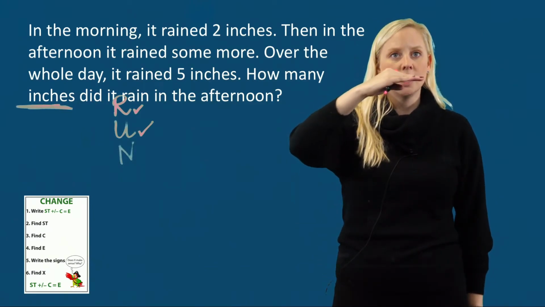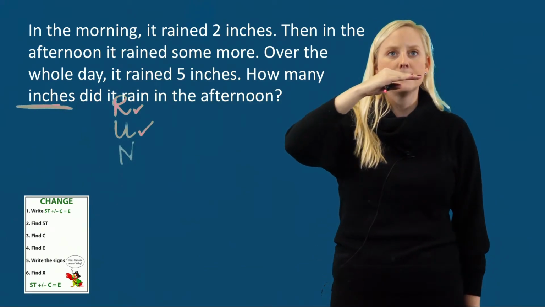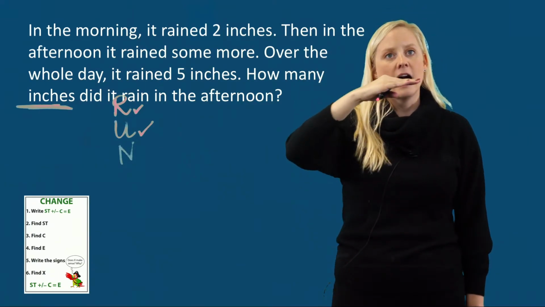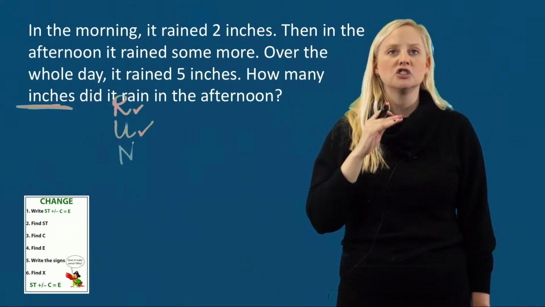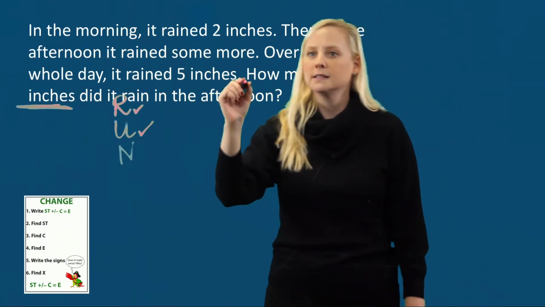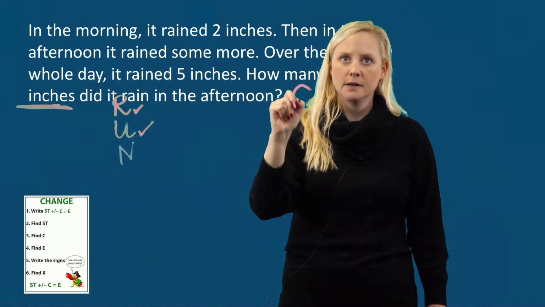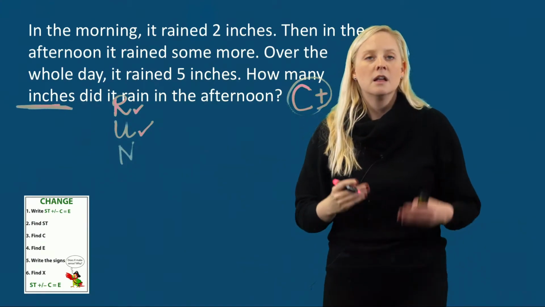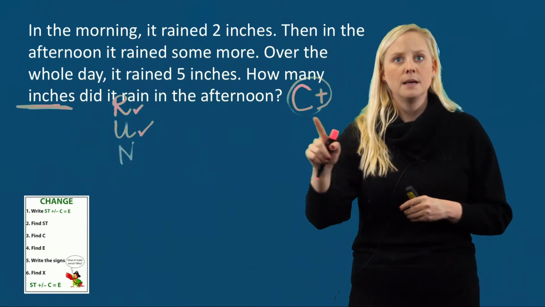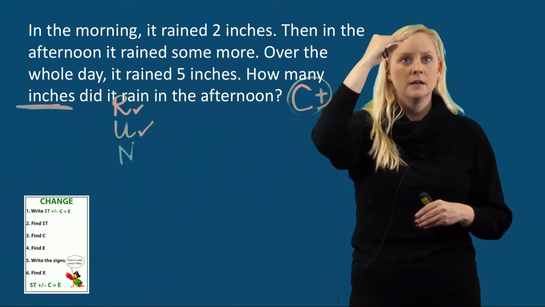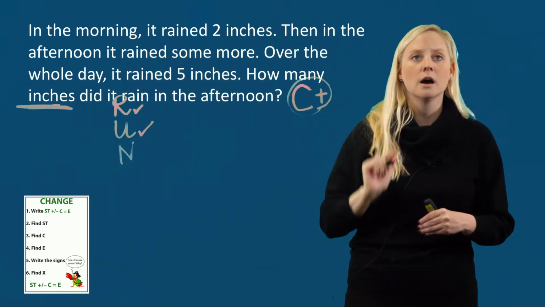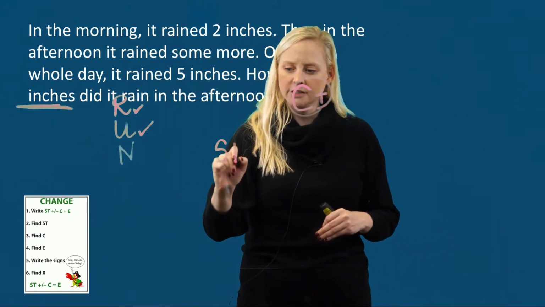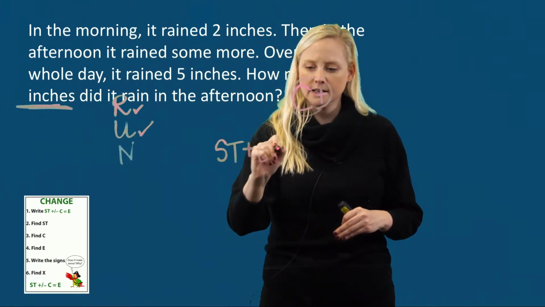Here, we have a starting amount. It was raining, then something happened. What happened? It rained more. I know this is a change problem, and I know that it's raining more. That tells me that there's a change increase. So to remind me that this is a change increase problem, I'm going to put a C plus and circle it. Now I'm ready to follow the change steps. Because this is a change increase problem, in the morning it rained, then it rained more, I'm going to follow my change increase steps. My change increase equation is ST plus C is the same as E.